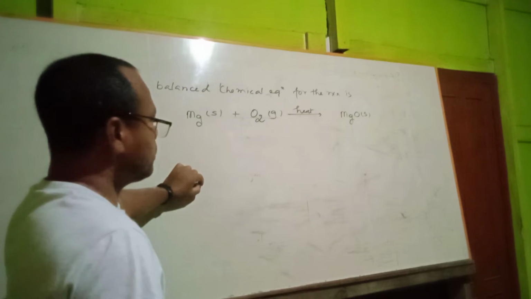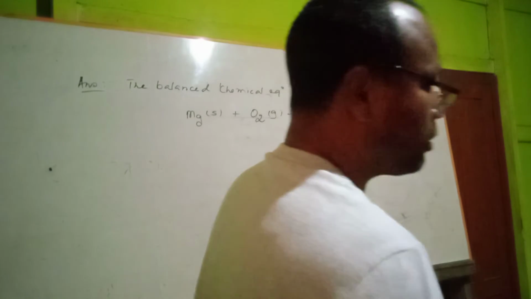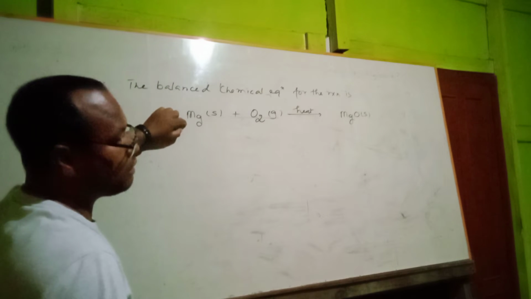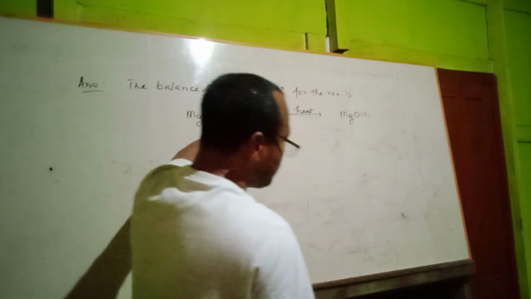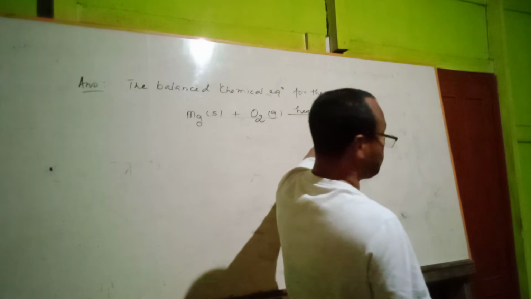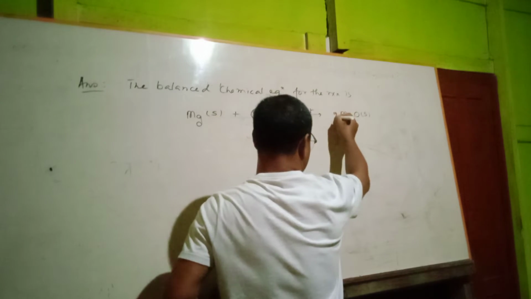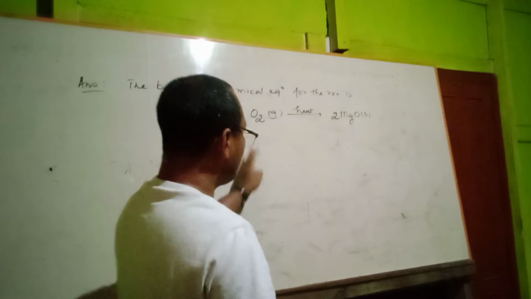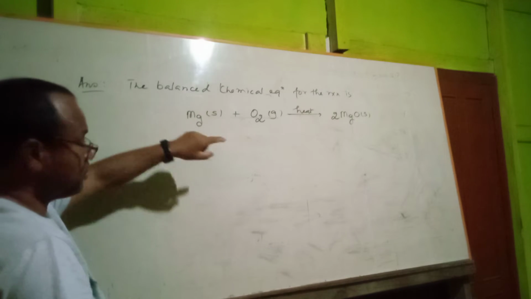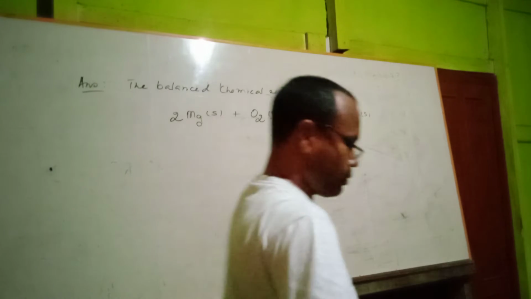We write this. Now see, is this chemical reaction balanced or not? I think not balanced, right? See here, how many magnesium? 1. How many oxygen? 2. But in the product, there is only 1 magnesium and 1 oxygen. How will we balance? We can put 2 here, right? So oxygen is balanced. Now how many magnesium are there? 2. So here also it should be 2. Okay, you balance this one.